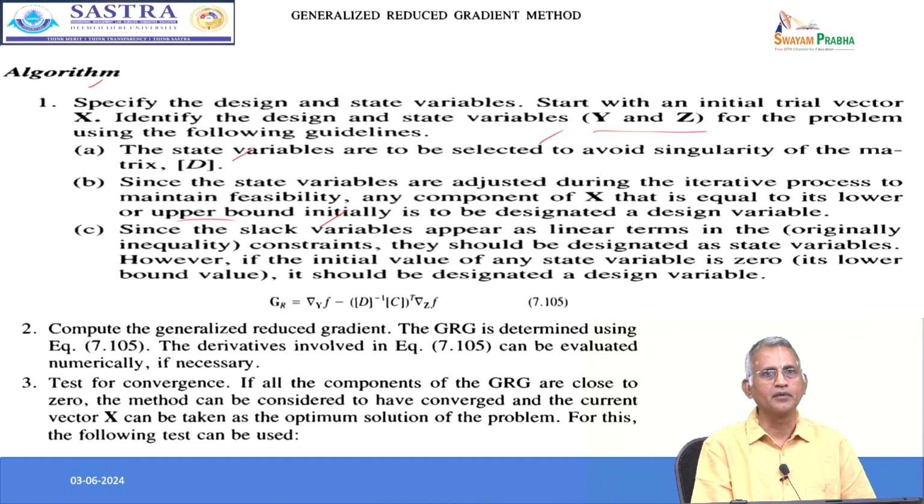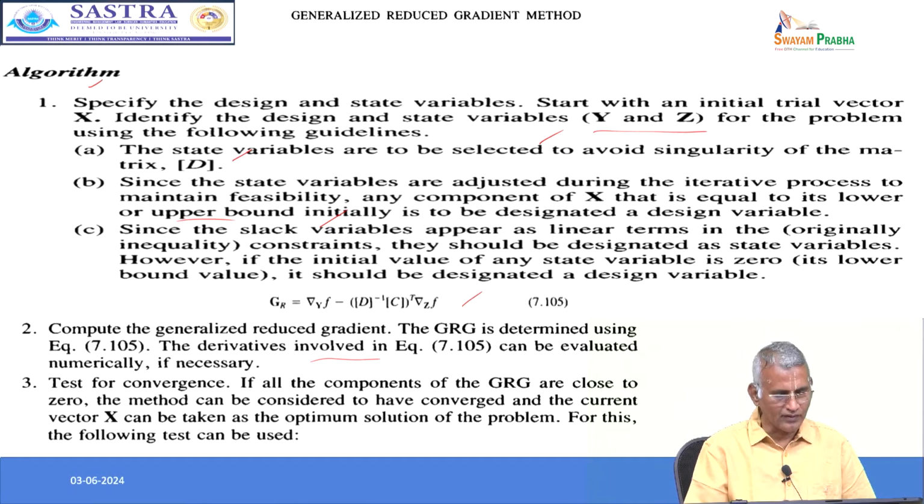So, compute the generalized reduced gradient. The generalized reduced gradient is determined by using the equation G_R equal to del_y f minus D inverse into C transpose into del_z f. The derivatives involved in the equation can be evaluated numerically if necessary.